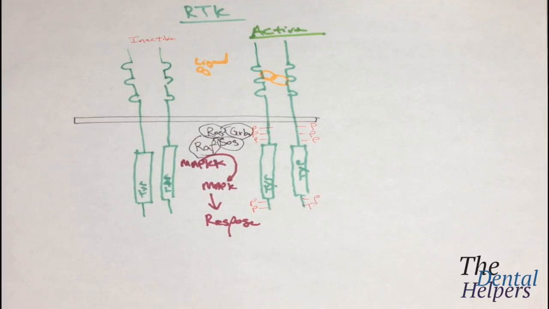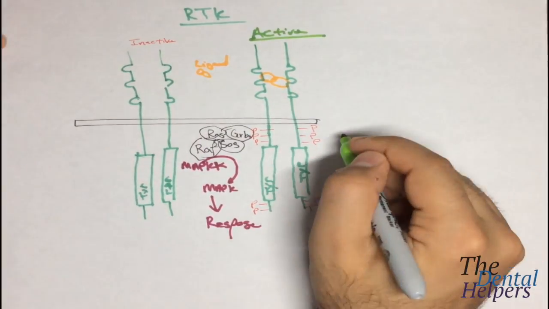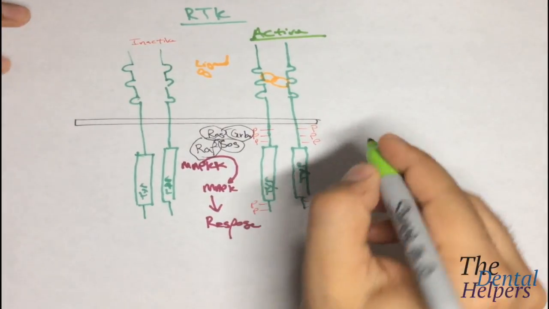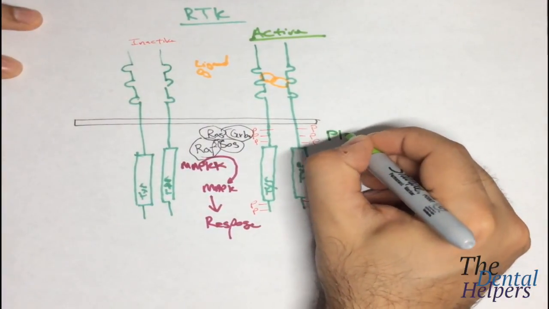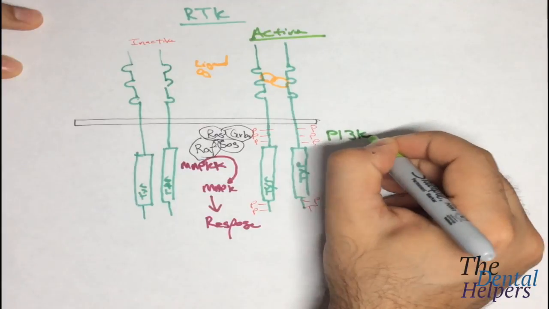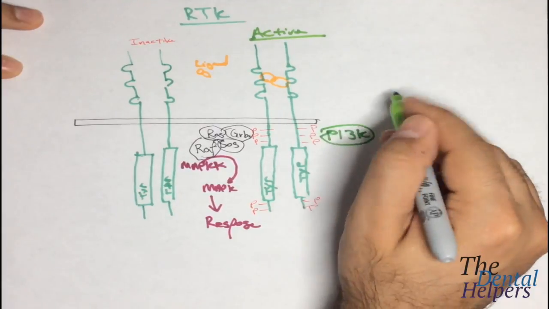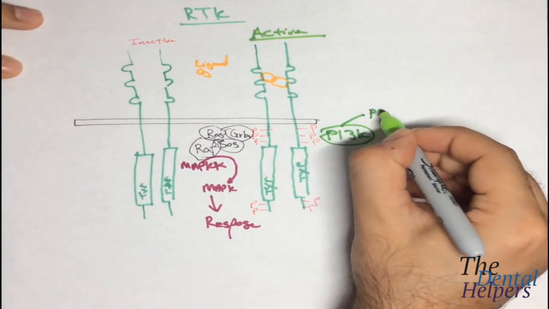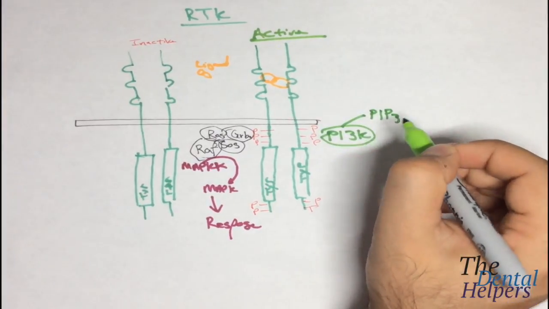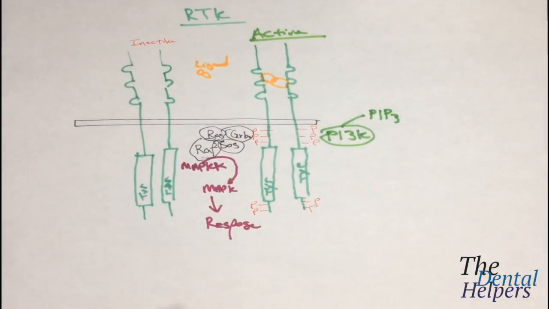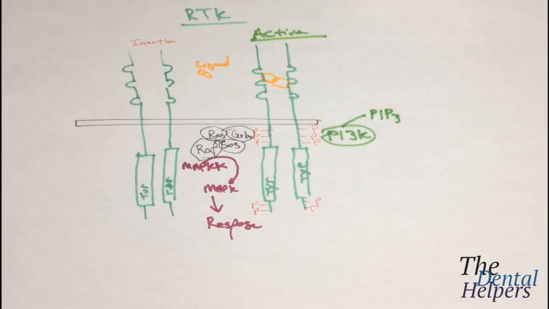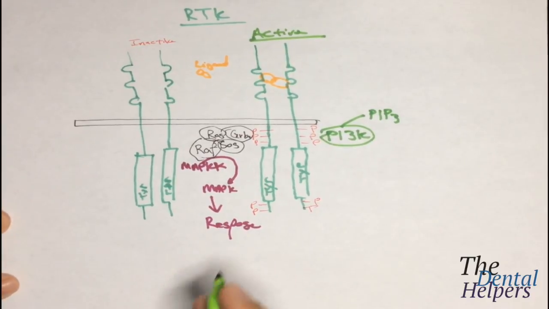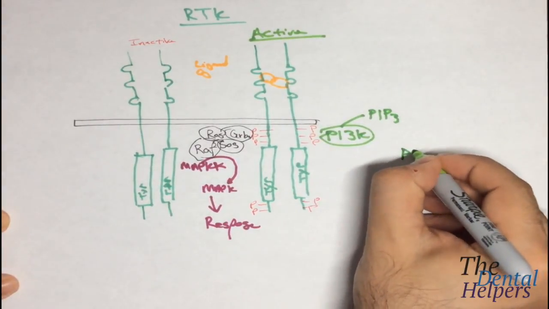The second option is that we can have PI3K, which is going to get phosphorylated, and this is going to lead us to making PIP3. And if you remember, PIP is involved in lipid signaling, which is going to activate RTK. And this is going to originate as PIP2.